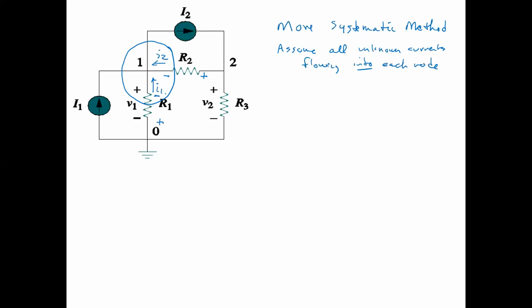If we want to think of I1 flowing that way and I2 flowing that way, then we can write these equations really systematically. And when we do it for node 2, we're going to flip it so that they go the other way, and we'll erase it and do it the other way. So let's see how that works.